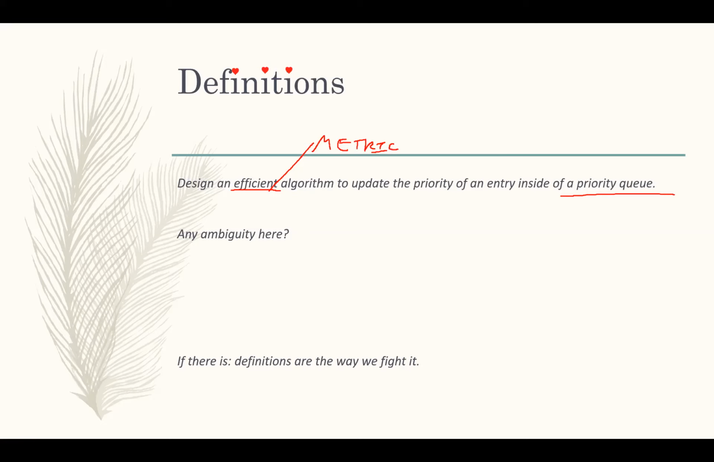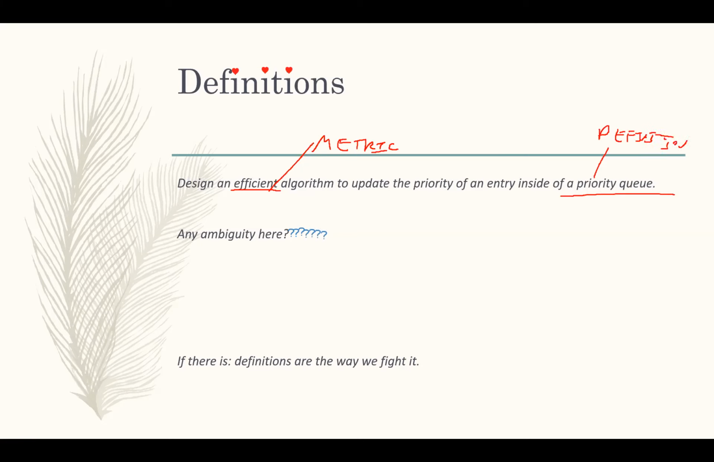We need to decide what our metric looks like. Are we looking for a certain amount of efficiency? Do we want it to be as efficient as possible, or whatever it may be? So we'll handle that in metrics. The priority queue, is it a max or a min? We'll handle that under definitions.